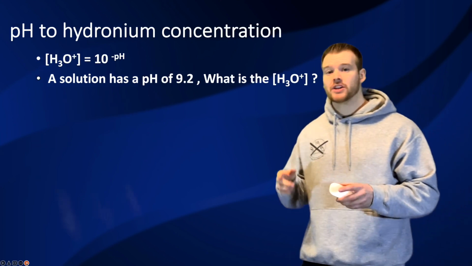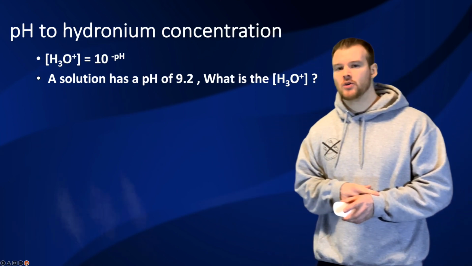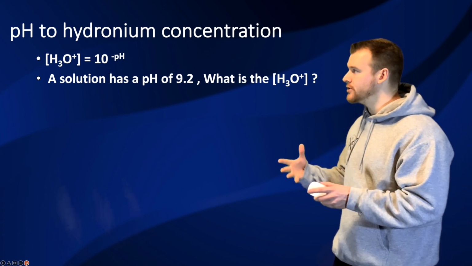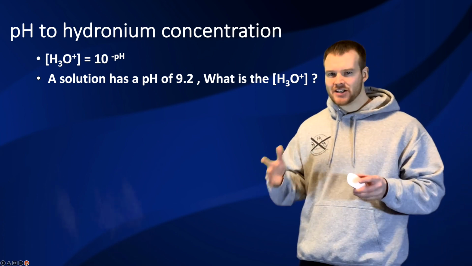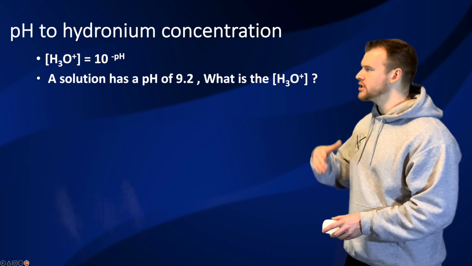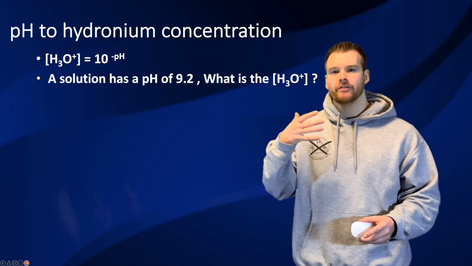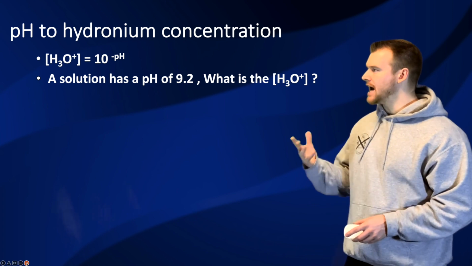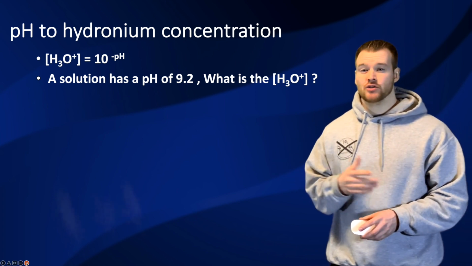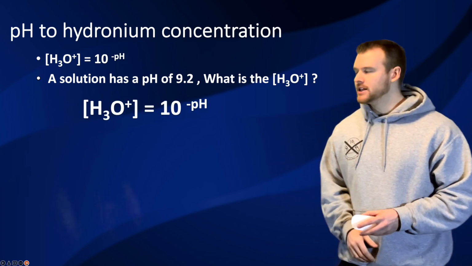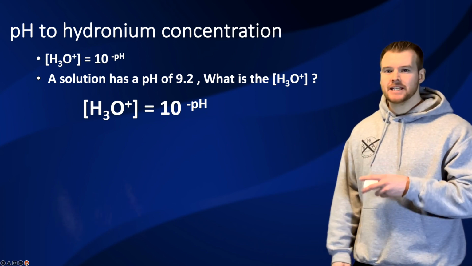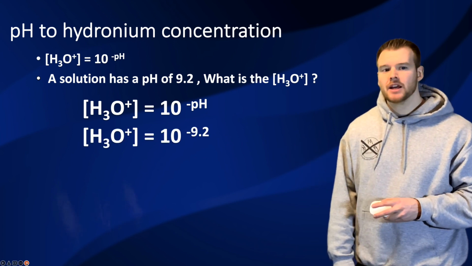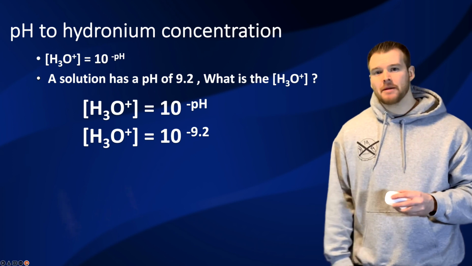Okay, now what if you had a question that went the opposite direction, where you wanted to go from pH to hydronium concentration? I think it's actually even a bit easier to put in your calculator. It's just 10 to the negative pH. So we'll do an example. It says a solution has a pH of 9.2. What's the hydronium concentration? So we'll set up our formula. Again, 10 to the negative pH. So 10 to the negative 9.2.